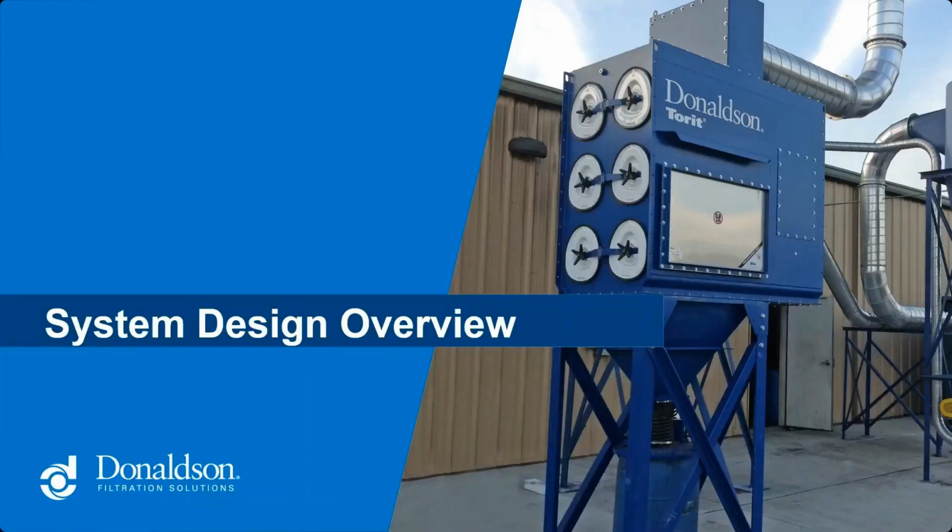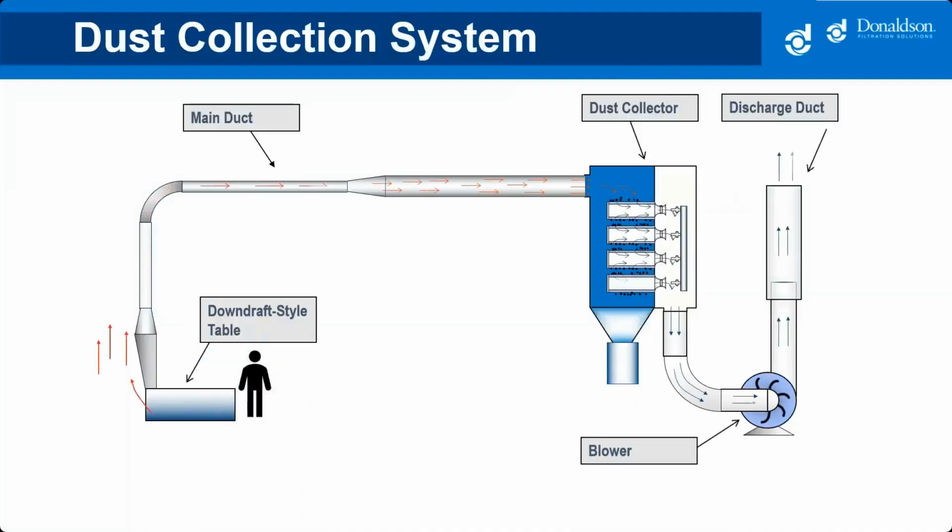So let's review a few basic concepts about system design. Here's a typical diagram of a dust collection system. A fan or a blower creates an airflow, which is used to capture dirty air from the laser table. Then the dust is conveyed through a series of ducts to a dust collector. Here, the contaminant is filtered out, and the clean air passes through the filter media to the fan, where it's discharged into atmosphere or back into the facility.